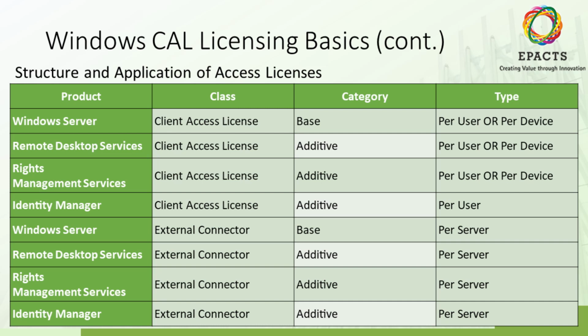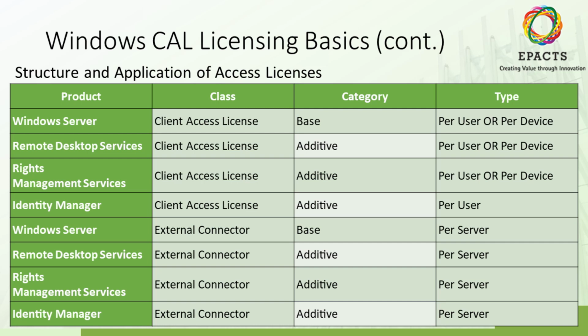So what you call the additive CALs. And this would be mutually exclusive to the base CAL. So if you have the base CAL, that doesn't give you advanced CAL functionality, but to even enable advanced CAL functionality, you need to ensure that you have your base CALs in place. Additive CALs sit on top of your base CALs. Same thing when it comes to external connectors as well.